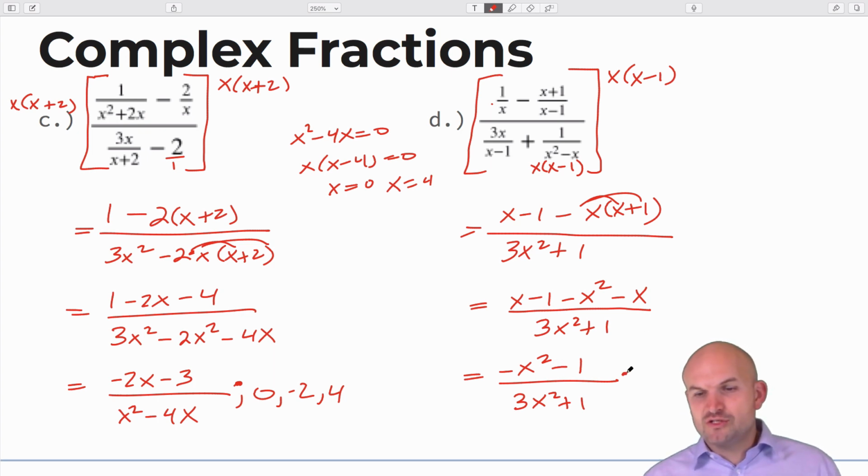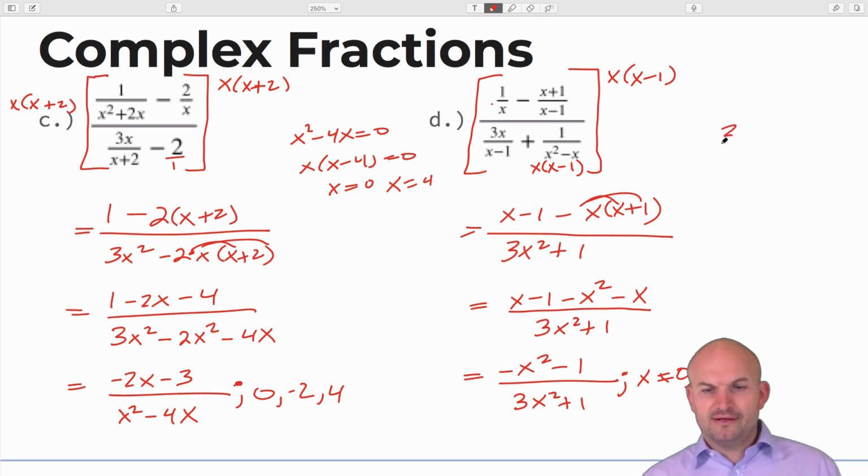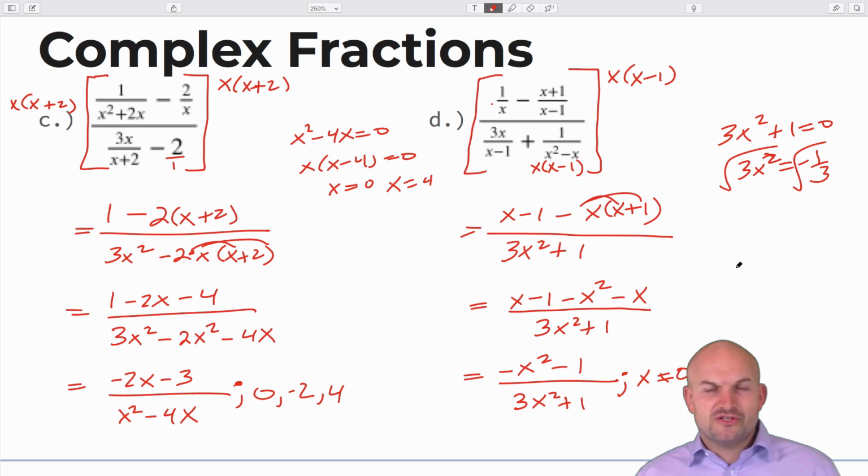So let's look at our excluded values here. We know x from the original problem cannot equal 0 and x cannot equal 1. But then we want to set this denominator equal to 0 like we did over here. Something interesting happens again. When I set 3x squared plus 1 equals 0, I get 3x squared equals negative 1, so x squared equals negative 1/3. Now if I take the square root of that, that's going to be in the complex number system. So I don't need to exclude complex numbers. I only need to exclude real numbers that make my denominator equal to 0.